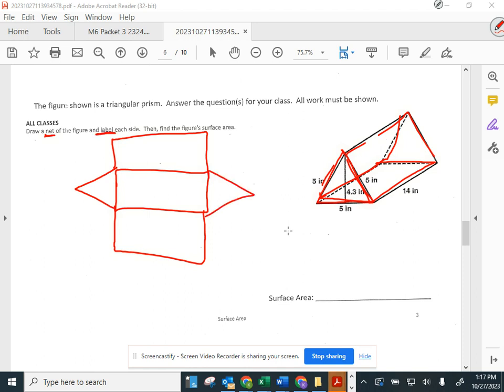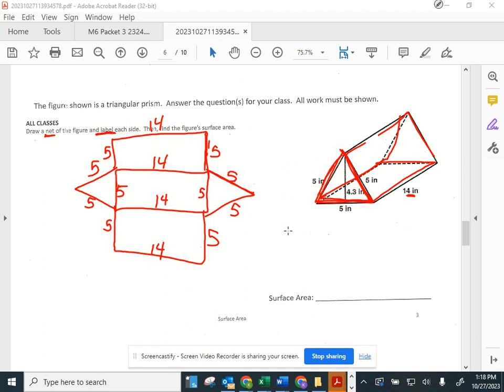Then we have to label each side. I know that my long edge of the rectangle is 14. And look at the measurement for each side of my triangle. They are all 5s. My rectangle side, that matches up with my triangle side. If this is 5, this has to be 5. So my rectangle sides need to match up with my triangle sides.